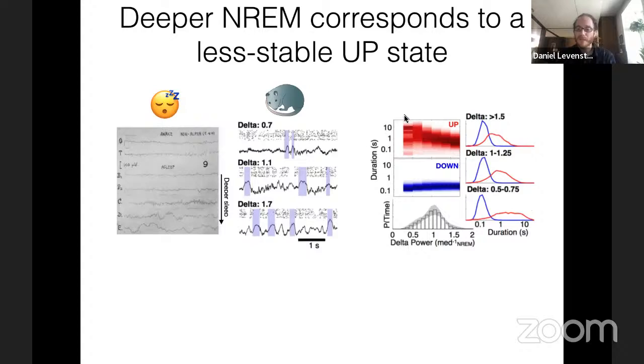And so to connect with the model, we again looked at the up and down state durations, now as a function of delta power. This shows the up state duration distributions as a function of delta power. And notice that while the down state durations always stay about the same regardless of delta power, what ends up changing is that the up state durations get shorter and shorter and slightly more regular.